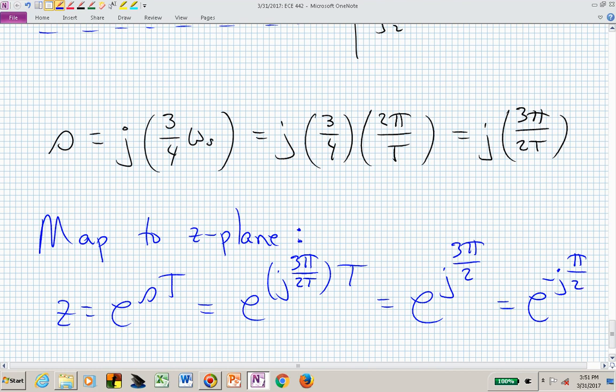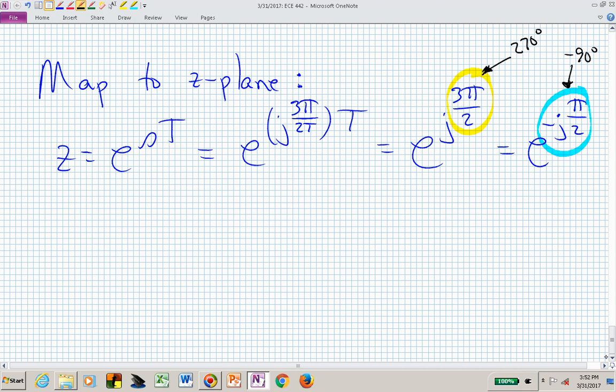Or this particular angle we can see as 270 degrees. Well, in terms of the z-plane, if we're on the unit circle, this has a magnitude of 1. That's going to equal this angle, which is minus 90 degrees.